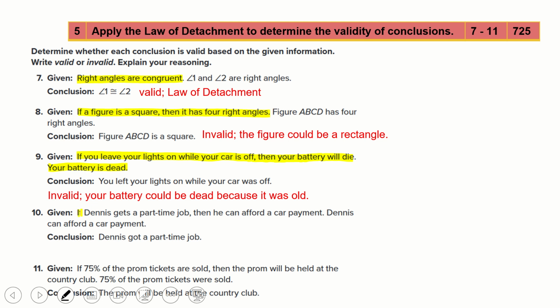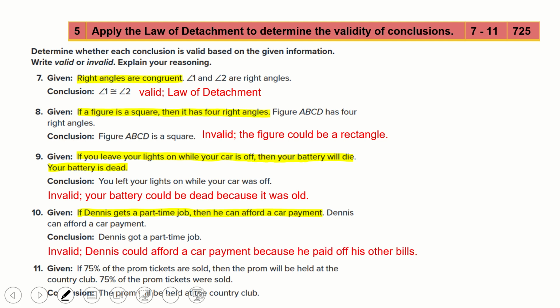10 says if Dennis gets a part-time job, then he can afford a car payment. Now, it says Dennis can afford a car payment. Can we conclude that he got a part-time job? Maybe, but he could have been saving money also, right? Or he borrowed money from his friend to buy a car. So it's not necessarily that Dennis got a part-time job. So this is invalid.